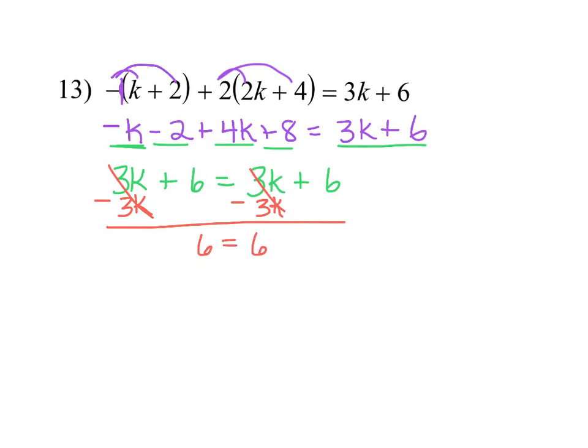Well, because the variable went away, this is one of our special cases. It's either all real numbers or no solution. Because this is a true statement, 6 is equal to 6. It will always equal 6. The left side will always equal the right side no matter what. Our solution is all real numbers.